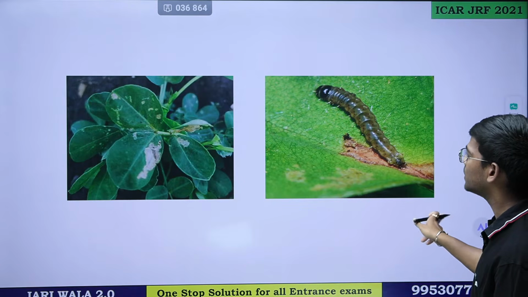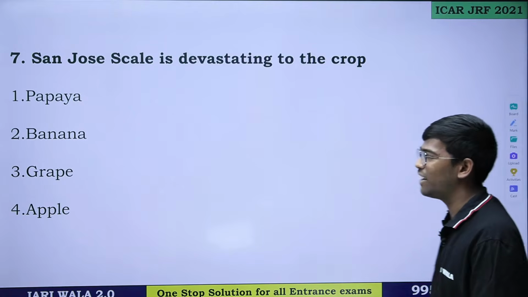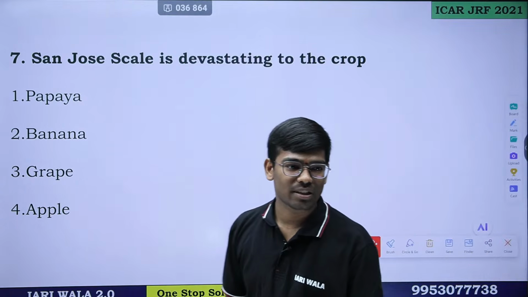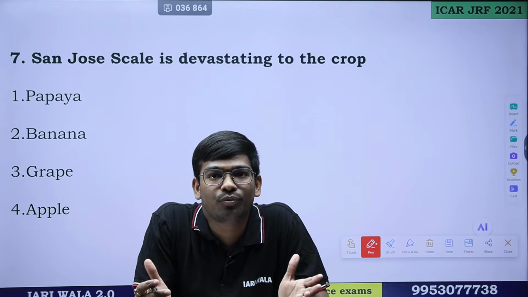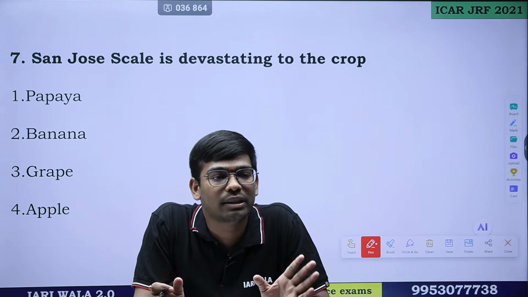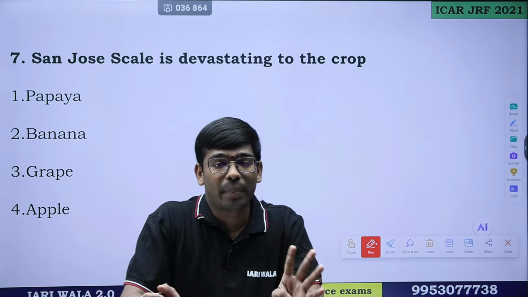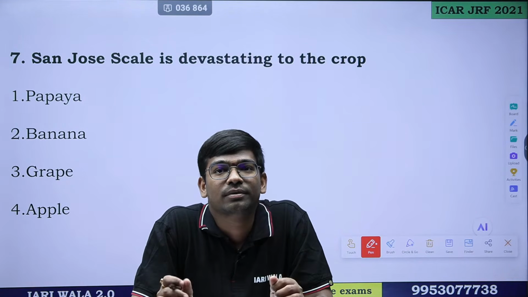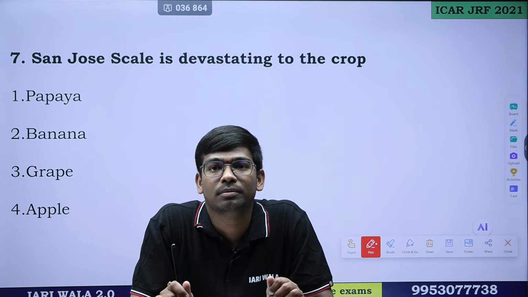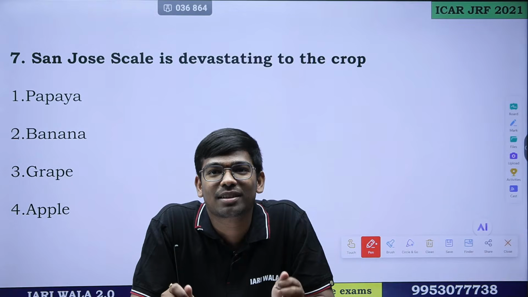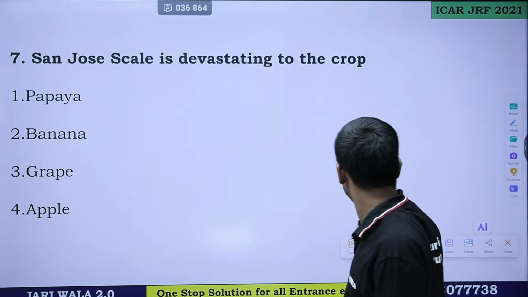Important question about the invasive pest. Okay, San Jose scale is devastating to the crop. Here we are having 4 options. They were papaya and banana, grape and apple. So which crop it will attack? Apple, very good. Someone sent the picture. It is apple.